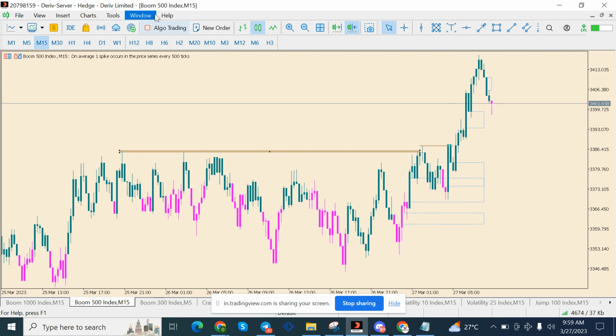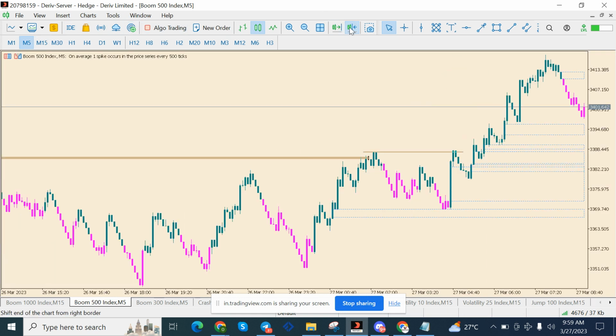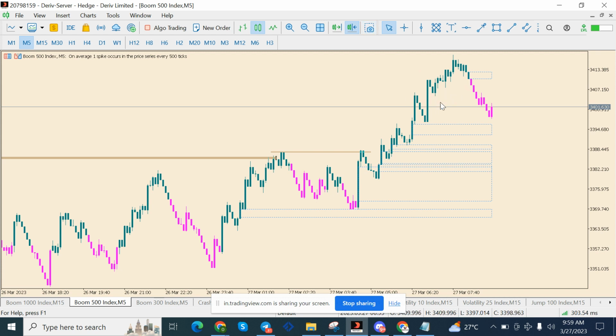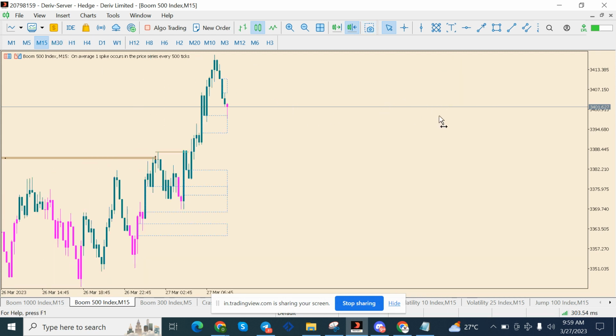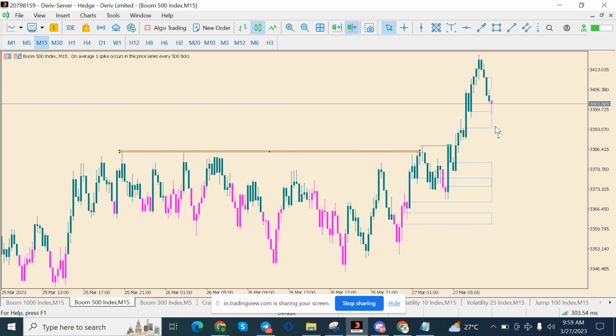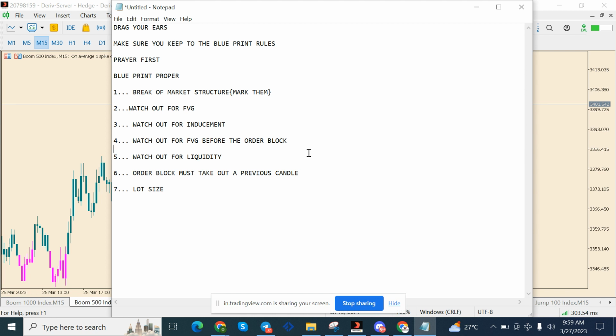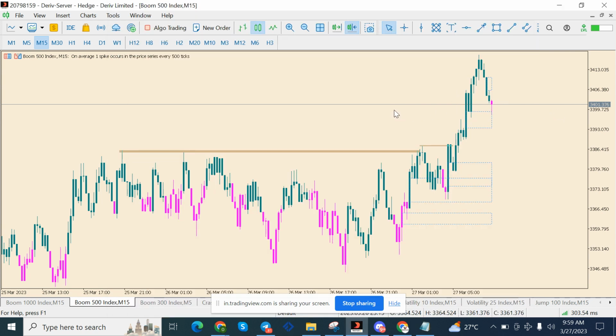So right now, if I was working with M5, I probably would have caught the spike here, right? But I'm not working with M5. I prefer M15. It just makes life easy for me. Now there's something I didn't add here: range, premium, and discount. So I'm just going to mark this premium and discount. It's very important.